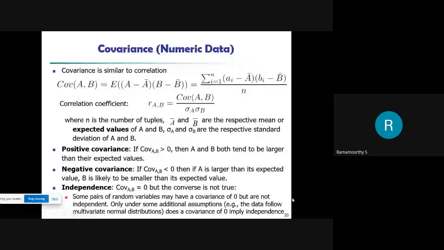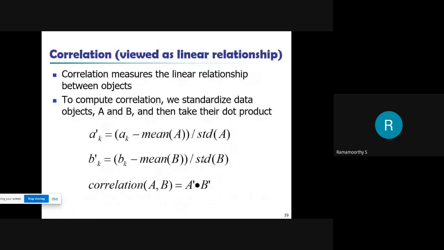Some pairs of random variables may have a covariance of 0, but they are not independent. Some additional assumptions are also given: if the data follow a multivariate normal distribution, then a covariance of 0 implies independence. So we already discussed all these things.